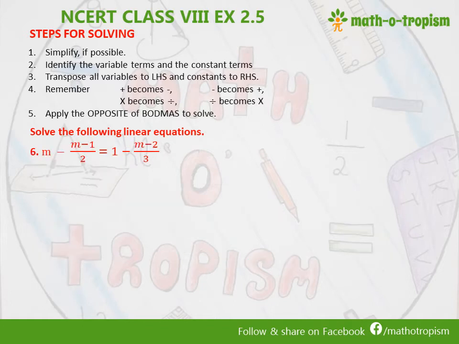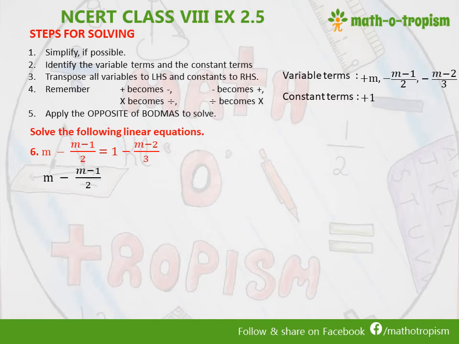The next sum is m minus (m minus 1) by 2 is equal to 1 minus (m minus 2) by 3. So first identify the variable terms. The variable terms are m, minus (m minus 1) by 2 and minus (m minus 2) by 3, and the constant term is plus 1. Then we bring that minus (m minus 2) by 3 to the left hand side to keep all the variable terms there. So it becomes m minus (m minus 1) by 2 plus (m minus 2) by 3 is equal to 1.